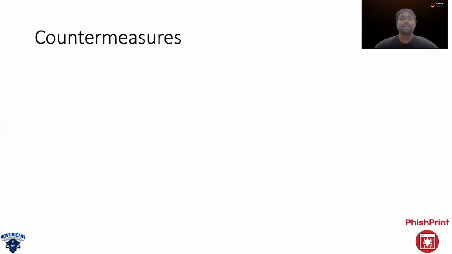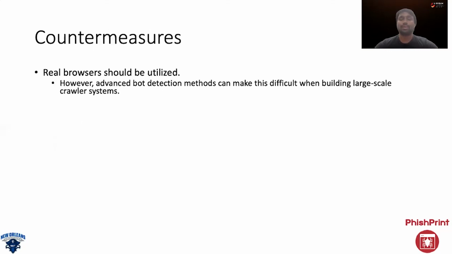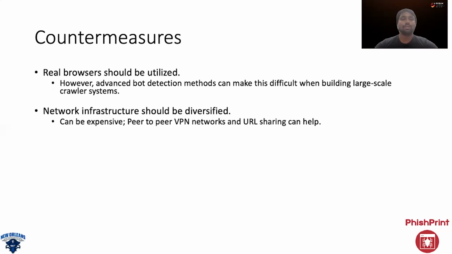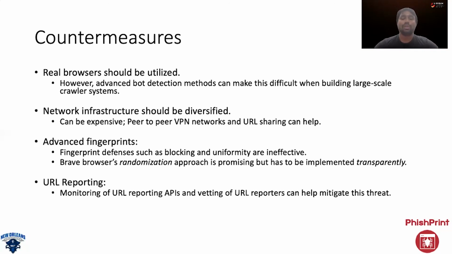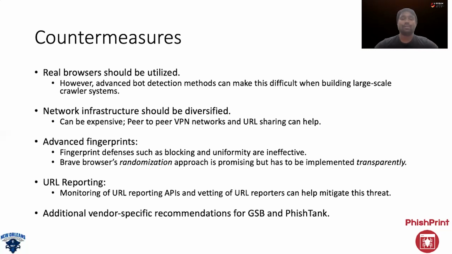In the countermeasures section, we'd like to recommend that crawlers use real browsers, diversify their network infrastructure, and, to fight against fingerprinting being used as a cloaking mechanism, have a transparent randomization. Similarly, monitoring of the URL and weighting of the URL reporters can also mitigate this threat. We would like to add that for vendor-specific recommendations, please refer to our paper.